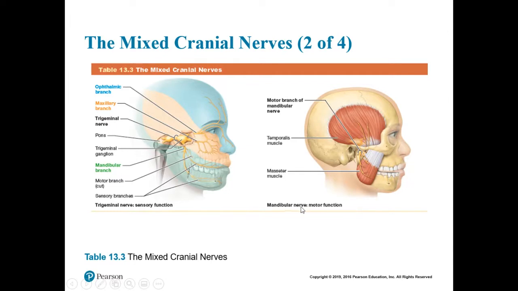Here's the motor, right? The mandibular nerve controls the only movable joint of the skull, which is the TMJ, right? So the temporomandibular joint right there is controlled by the mandibular nerve, which is part of the trigeminal nerve, but the motor aspect of it. So what does it do? It's going to control three sets of muscles: the masseter, the pterygoids, which are deeper, and the temporalis. Those three take care of mastication, so the movement of the mandible, its depression and elevation, depression, elevation.